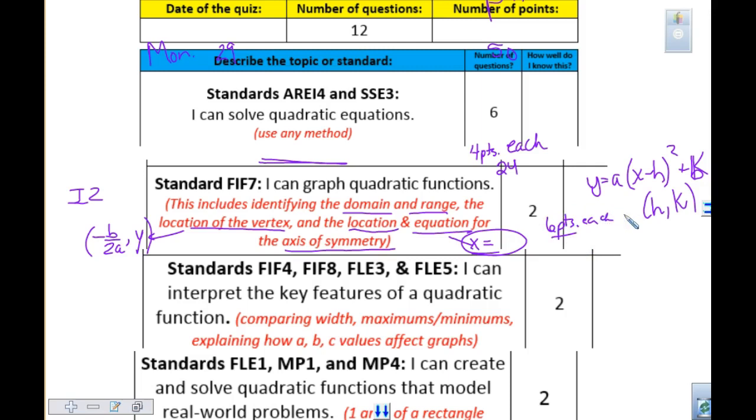The next standard says interpret the key features of a quadratic function. So I'm going to be asking you to compare the width. On your homework, you did one like that. Is it normal, x squared? Is it wide? Is it narrow, right? So comparing the width, knowing if it's a maximum or minimum. What are you looking at to tell us maximum and minimum? In this equation up here, we look at the a. If it's in standard form, remember you have y equals ax squared plus bx plus c. That's our quadratic.